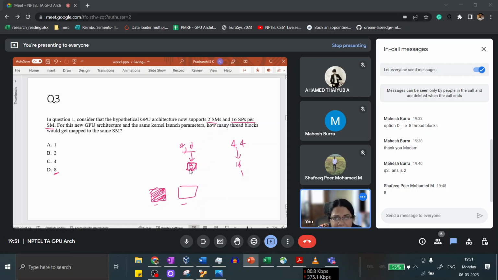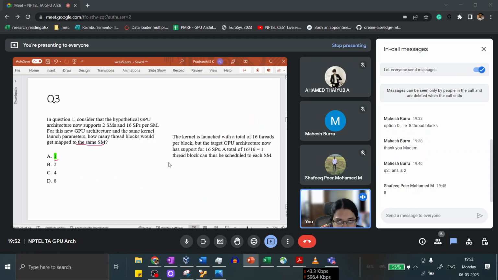So here we have 8 blocks. It will schedule one block here and one block here, and then the next here and the next here, and so on, right? And why is it one block per SM and not more than that? It is because of the SP limitation. Since we have only 16 SPs and each block has 16 threads, we will not gain any more benefit by using more than one block per SM. Therefore, the answer is 1.